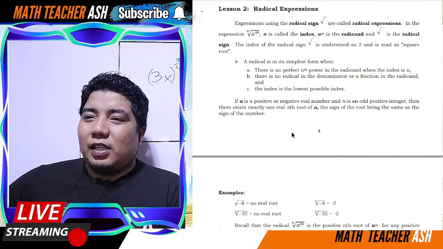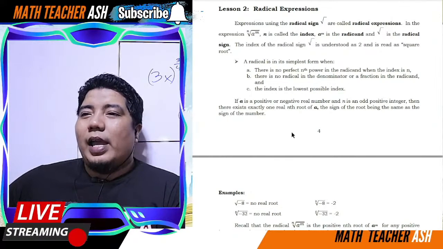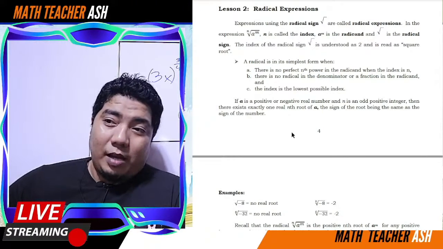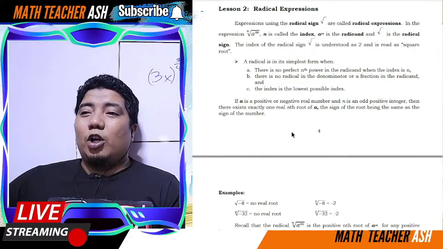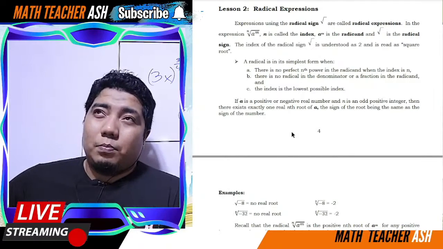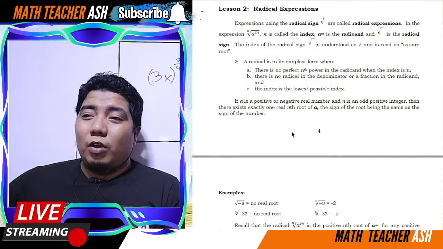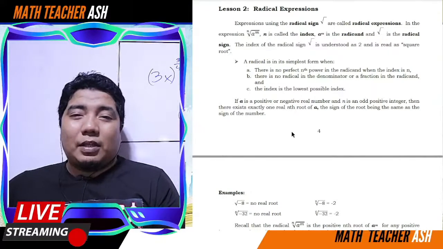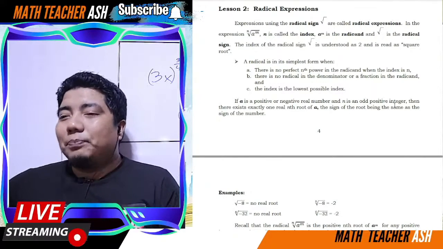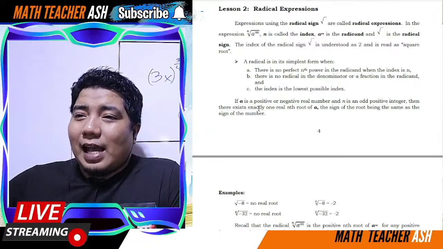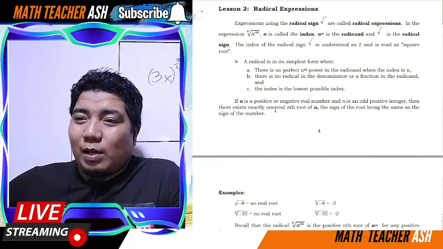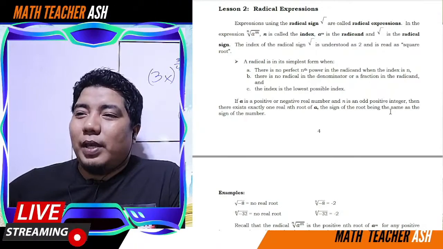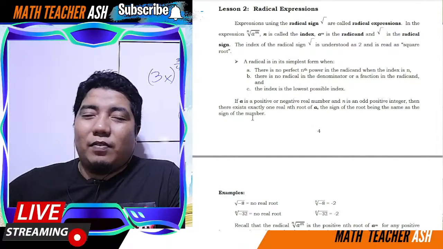If a is a positive or negative real number, and n is an odd positive integer, when we say odd positive integer, those are 3, 5, 7, and so on. Hindi kasali si 1 kasi hindi naman tayo nagkakaroon ng index na 1. Okay. Then there exists exactly one real nth root of a. The sign of the root being the same as the sign of the number.